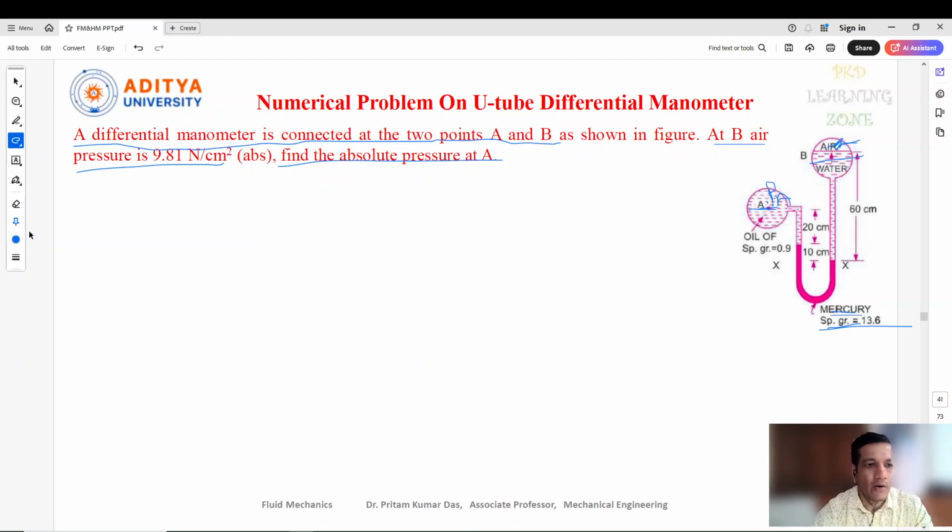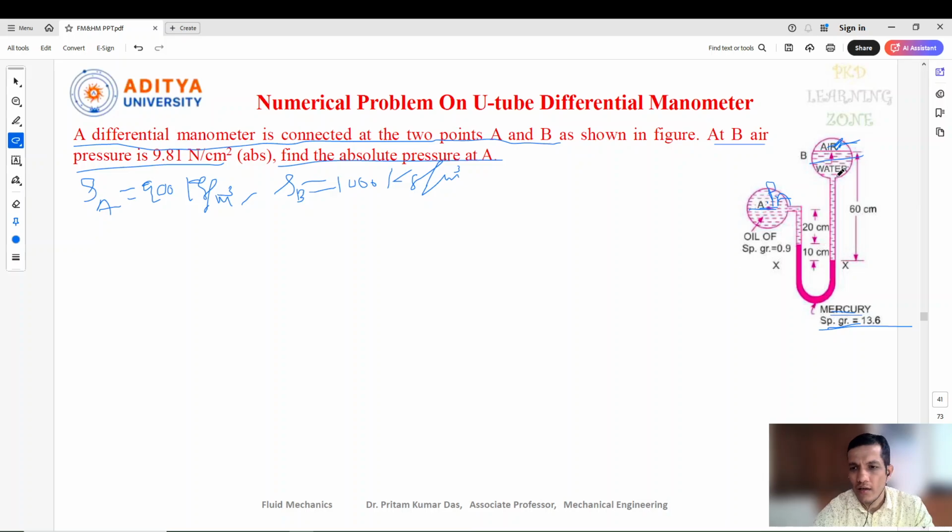Now similarly we can write rho A. Rho A is given with specific gravity 0.9, so rho you can write as 900 kg per meter cube. Similarly rho B is water, so that one we can consider 1000 kg per meter cube.